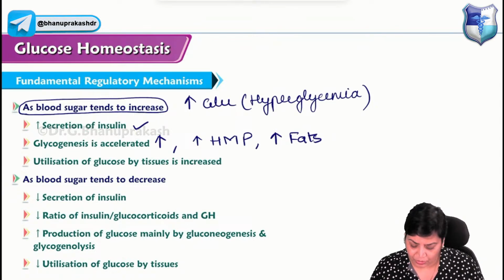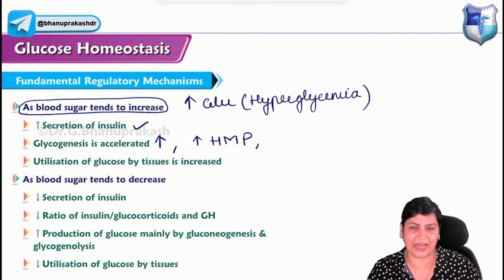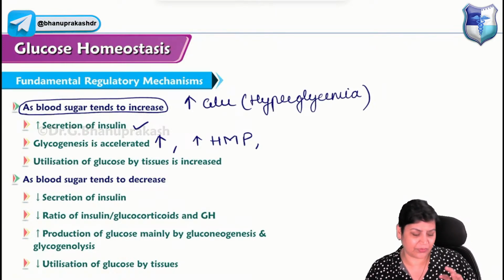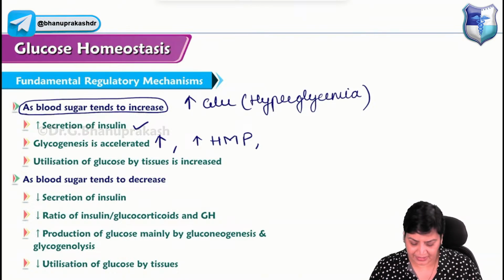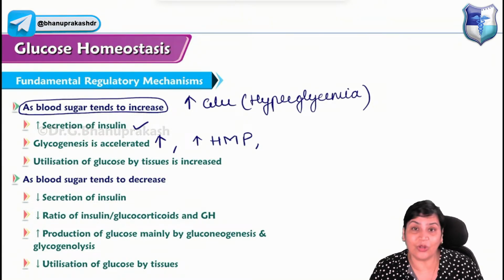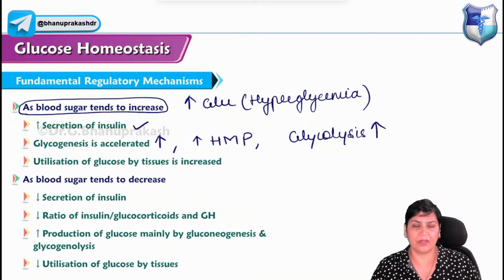But fats we won't take here, because we are basically studying the metabolism of only carbohydrates. For first year students it will be difficult to understand at this moment. We will just stick to those processes which you have studied. So glycogenesis is accelerated and the HMP shunt is accelerated. Now there is an exception: here glycolysis will also be accelerated.